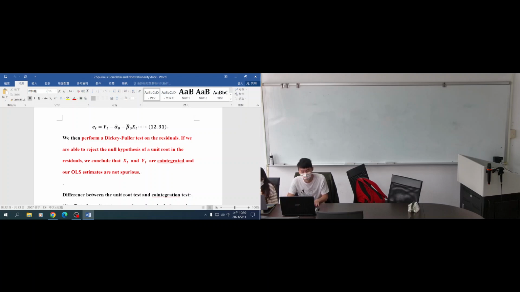Okay, this is what I call the co-integration test. Run the original regression, and we know that X and Y are non-stationary, right? Then after you run it, you save the residual data and check the residual data using the unit root test. Then the whole procedure is called the co-integration test.